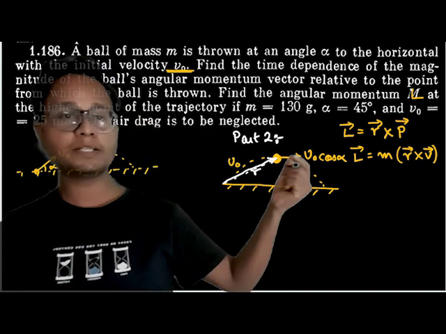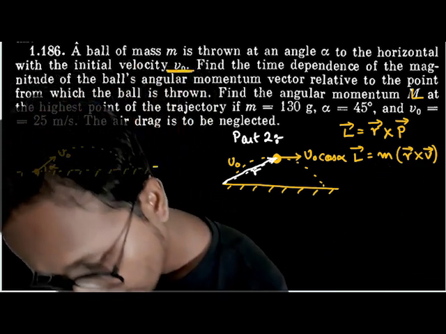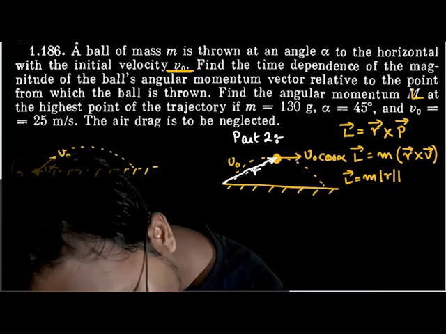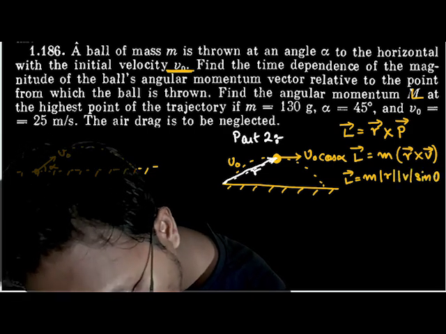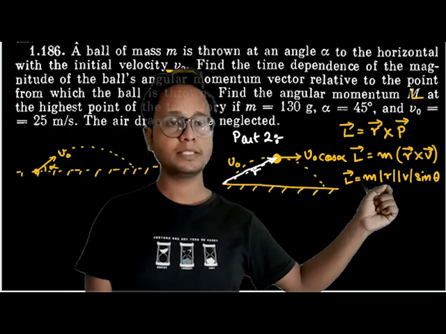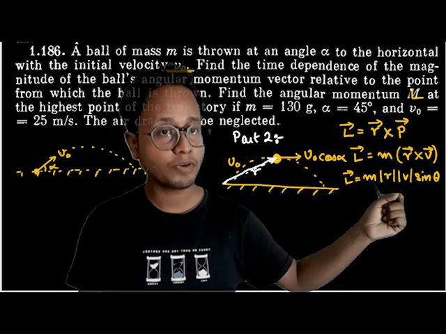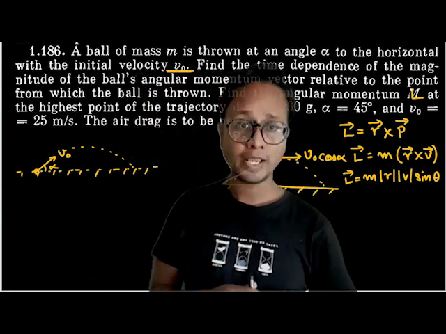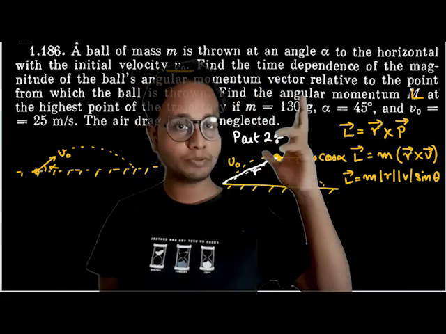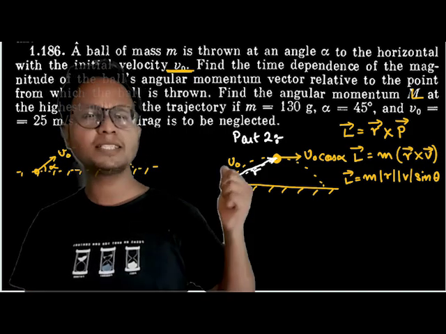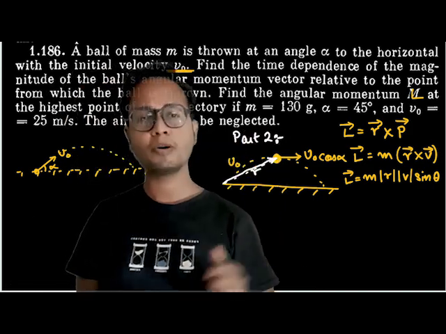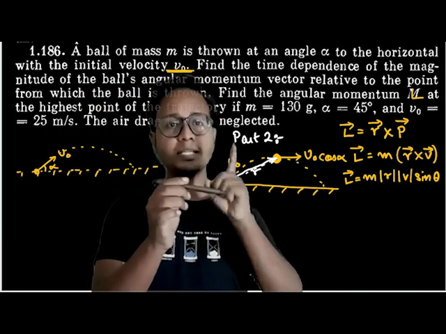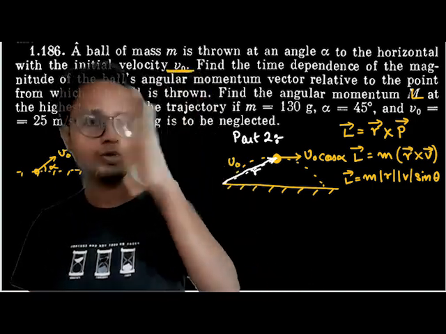Now when I say L is equal to M into R cross V, that means L is equal to M into magnitude of R into magnitude of V into sine theta. But theta is the angle between R and V, isn't it? And if you see the direction of the L vector, you always use your right hand three finger rule. That means the L vector will always be in or out of the plane of paper, perpendicular to both the vectors. If two vectors are there, you make a plane with those two vectors, and the resultant vector is perpendicular to the plane of both the vectors.